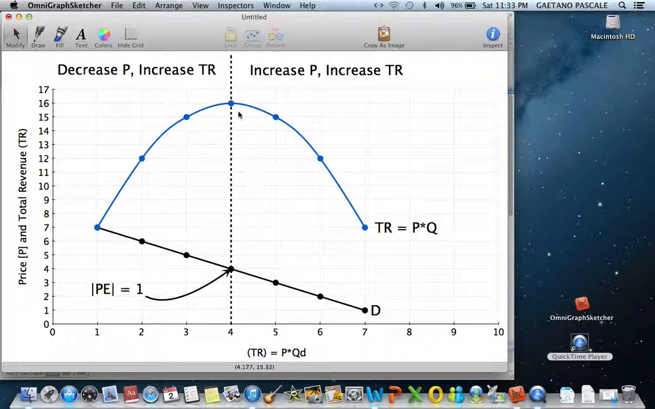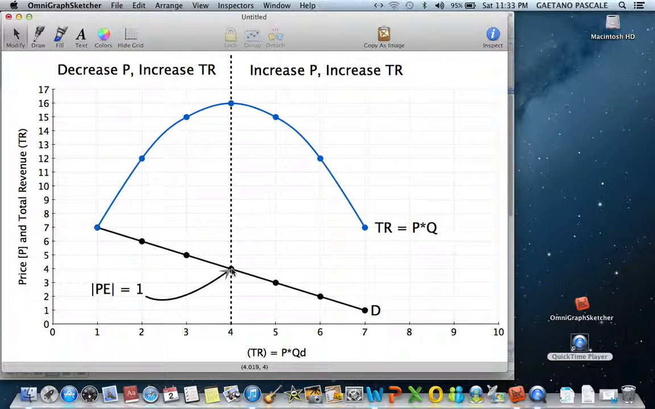So make sure you remember that where total revenue is at a maximum, the price elasticity of demand is equal to 1. With total revenue varying along the demand curve, the price elasticity varies along the demand curve. Depending on what point you are located on a demand curve, you are going to have a different price elasticity of demand.